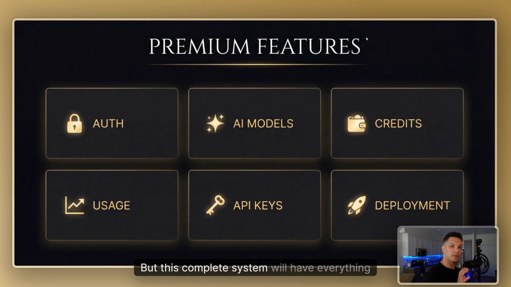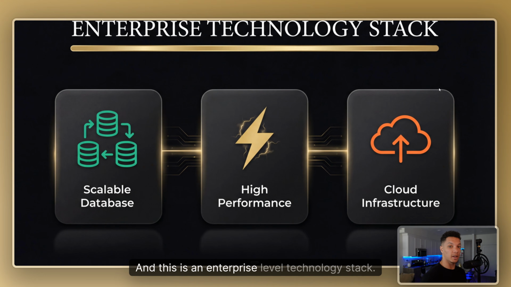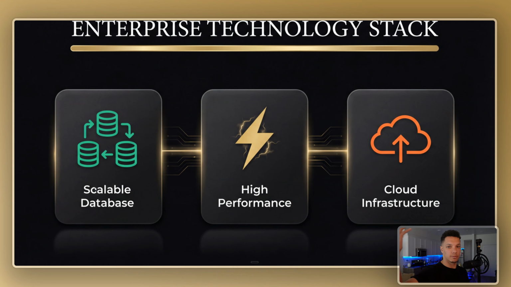But this complete system will have everything from authorization, a library of AI models, a robust credit system, usage tracking, API keys, and full development. And this is an enterprise level technology stack. And the best part is it's not going to cost you anything to get started because we're going to be using Supabase for the scalable database. You can scale from 0 to 100 very easily. It's high performance. We're using the best tech stack out there, and we're using cloud infrastructure, so you don't really need any fancy hardware to get this going.